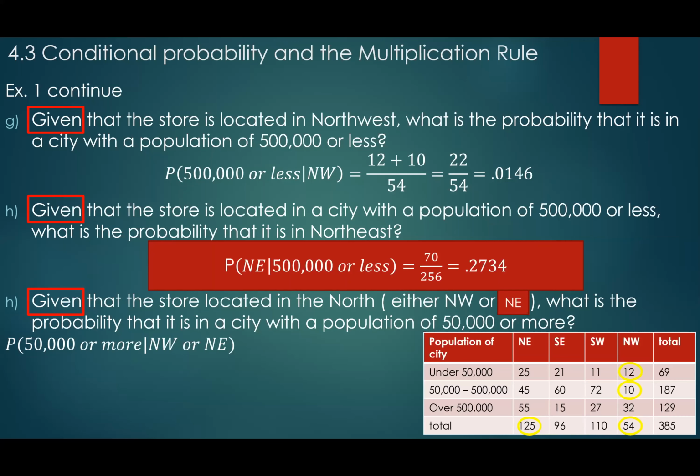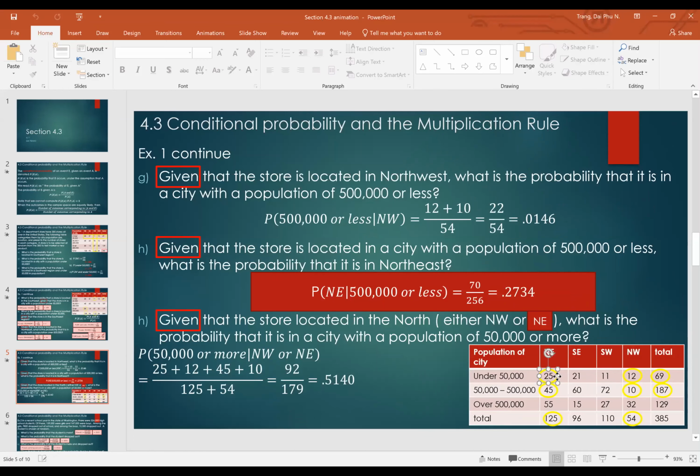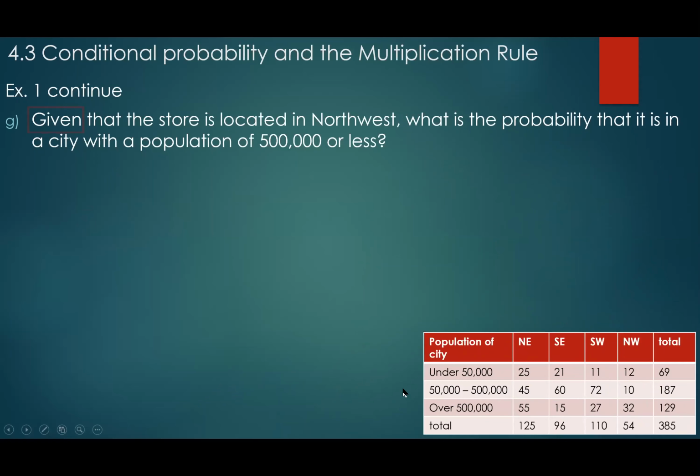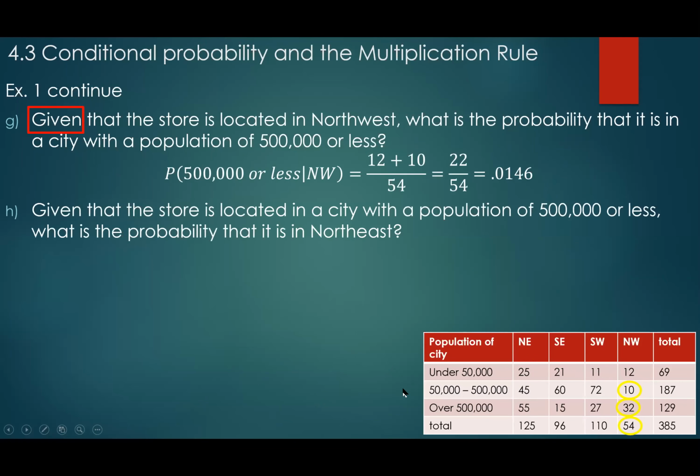Do you agree that I did it wrong? I did it wrong, ladies and gentlemen. It's not the 125, it's not the 12, it's the 45. Give me one second. My answer is wrong. I didn't proofread when I did this.